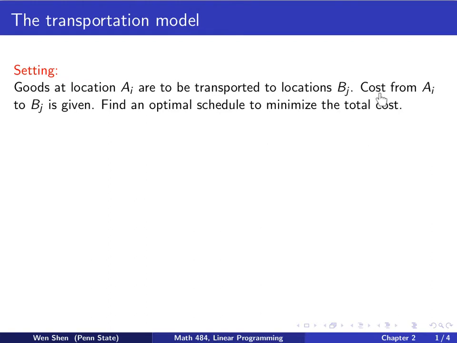And what will be given to us is the cost to transport from Ai to Bj. And then the goal now is to find an optimal schedule to minimize the total cost and yet at the same time transport everything from all the Ais to the Bjs as required.